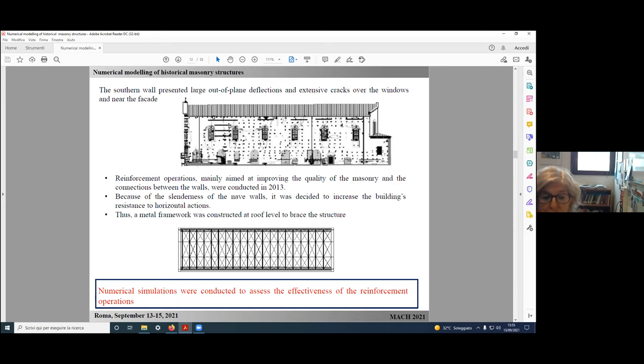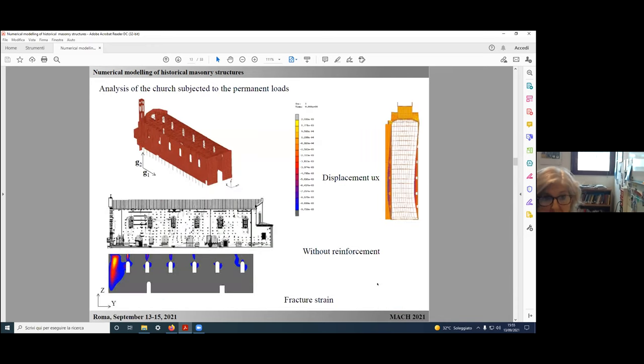Then we decided to perform numerical simulations to assess the effectiveness of the reinforcement operations. So firstly, the structure was subjected to the permanent loads. In this picture, you can see the fracture strain in the southern wall. The numerical results present the vertical cracks, and these numerical results are in good agreement with the actual crack pattern on the wall. So this analysis refers to the structure without reinforcement.